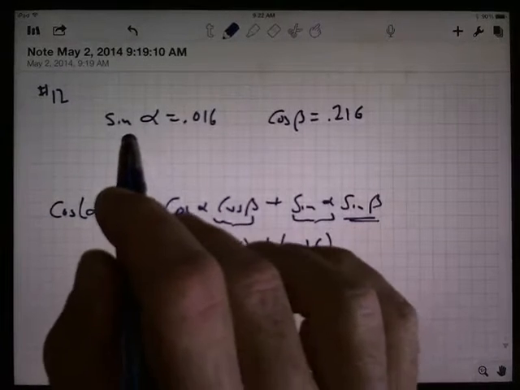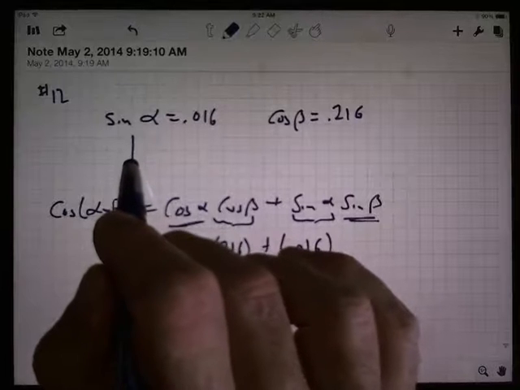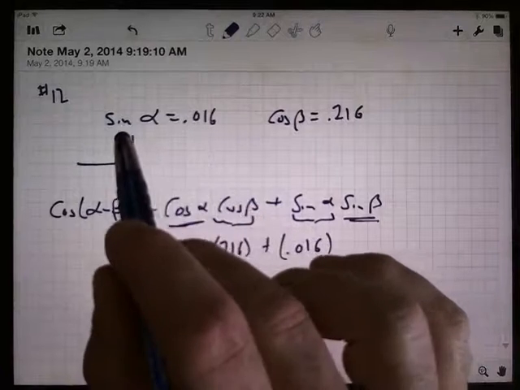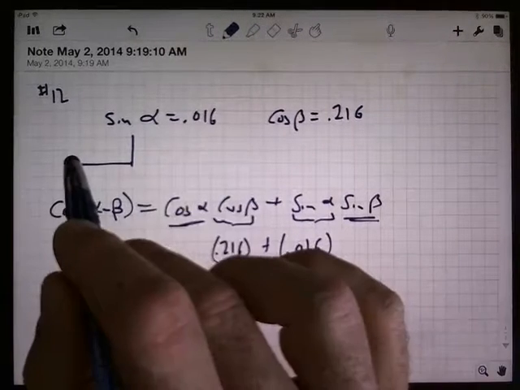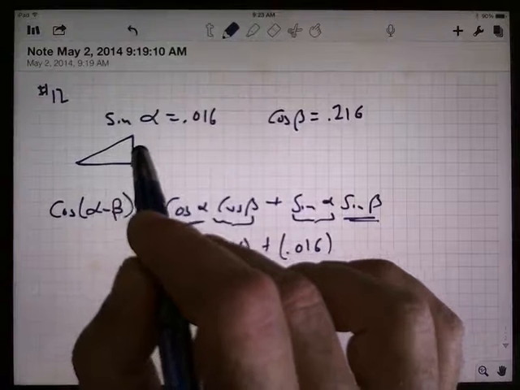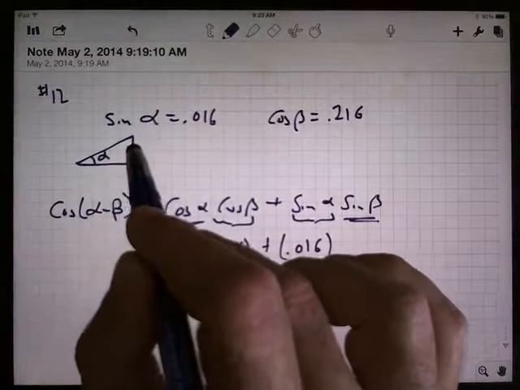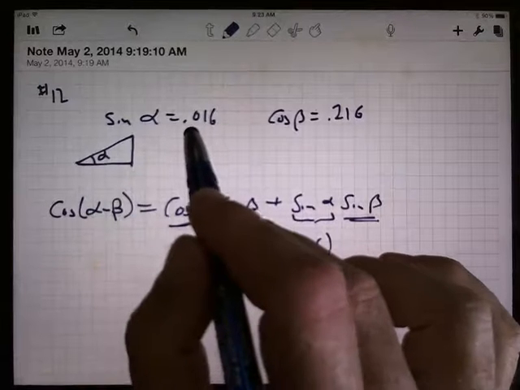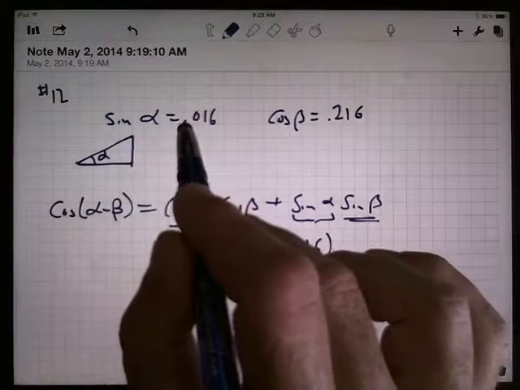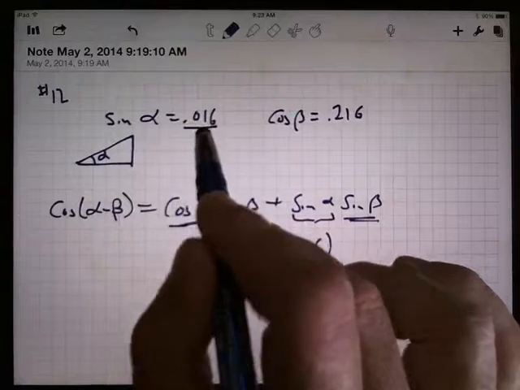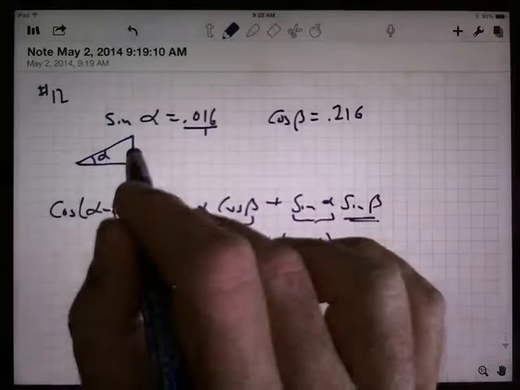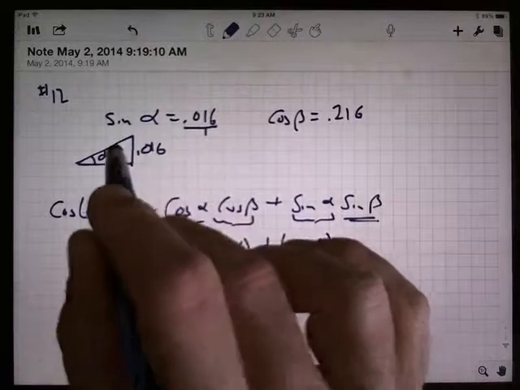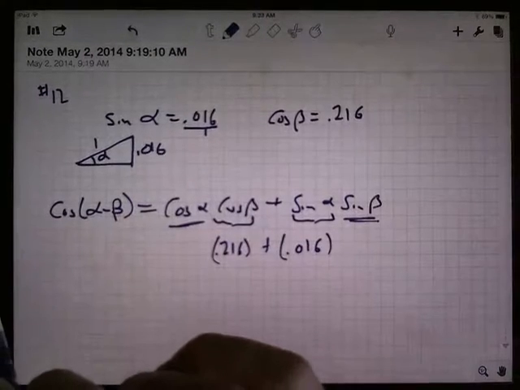We're used to this being a fraction, like saying the sine of alpha is 3/5. You'd say, okay, if this is alpha right here, I'm going to make the opposite side 3 and the hypotenuse 5. Well, I don't have it as a fraction, I have it as a decimal. But I can always think of it as a fraction by dividing by 1. So I'm thinking of the opposite side as being 0.016, and the hypotenuse is 1.